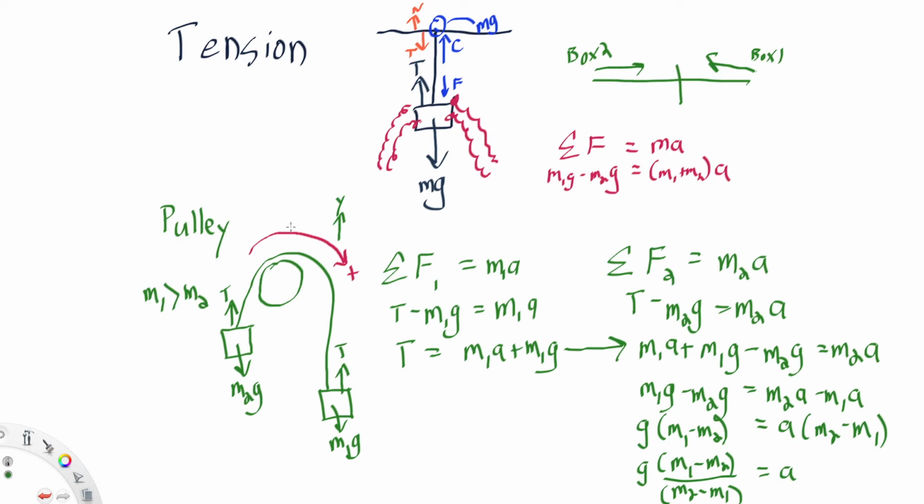Also, I realized I forgot a negative sign and nobody caught it. So on box 1, our analysis over here, box 1's going down, so it has a negative acceleration. Which means we should have a negative sign here, here, positive sign here, here, here. Okay.